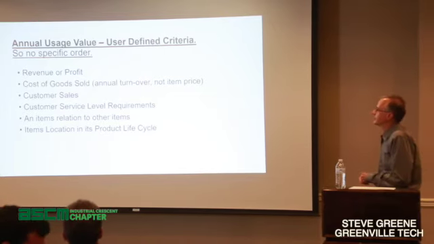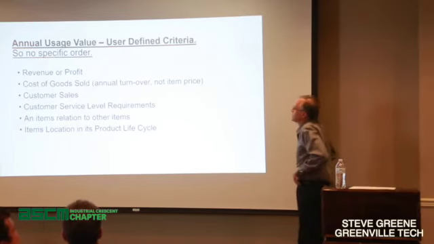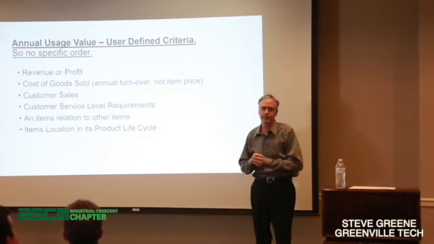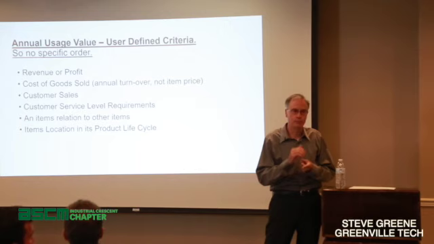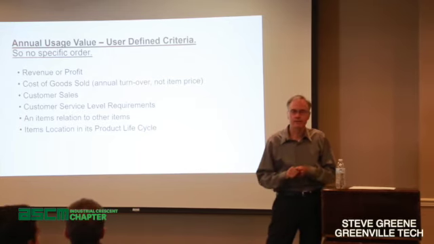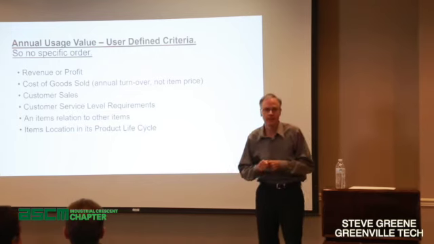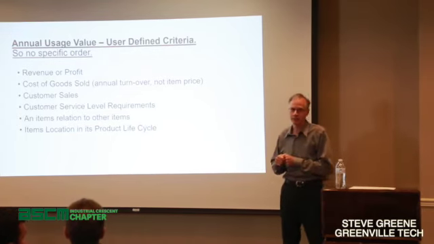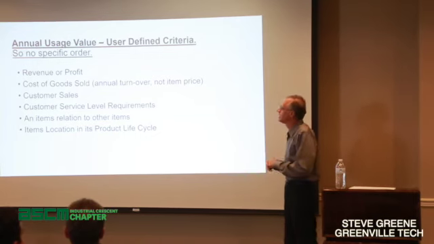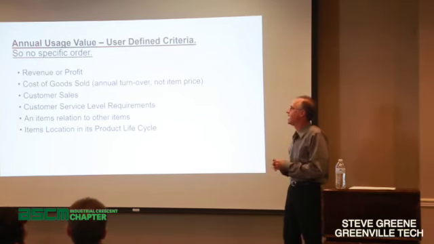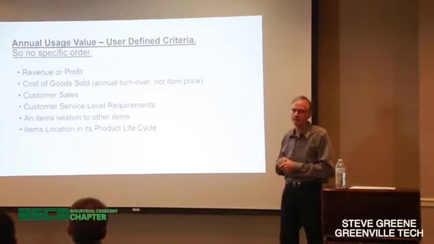So let's look at the annual usage value. I mean, this is a user-defined criteria. So for the American Red Cross and their blood supplies, they're going to have different criteria about what value is. And BMW will have different criteria of what value is, and Michelin and Apple phones will have different criteria. So those are 6 categories of criteria that a user can use. And remember, this is in no specific order.